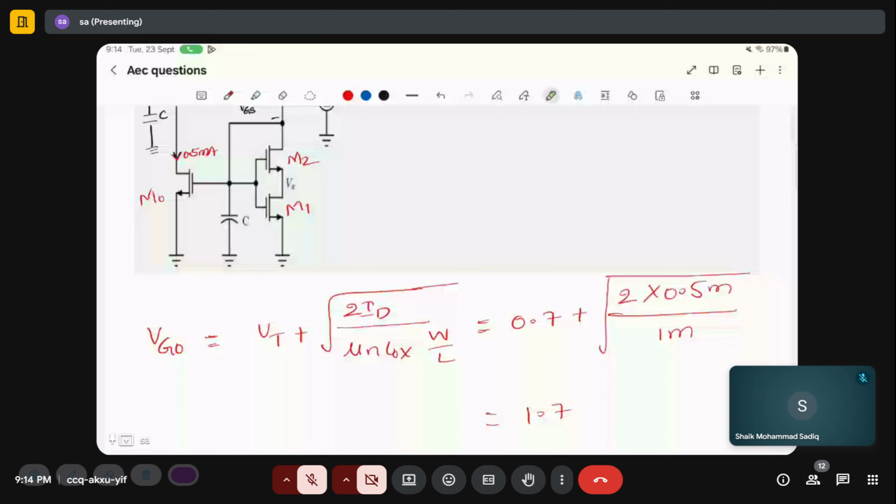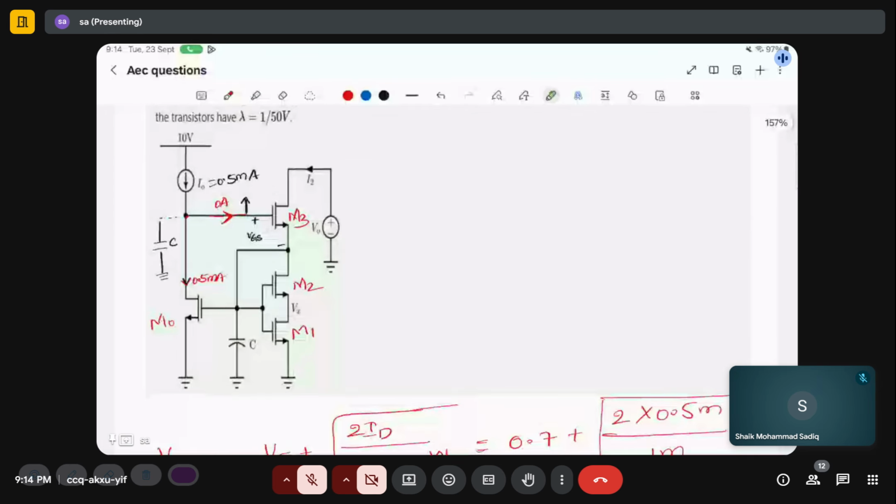Can you repeat it again? See how this circuit is working: you have a current source of 0.5 milliamps, and this is connected to a node. Initially, for the current to flow in this MOSFET, you should have some VGS, which is the cause. If you have that VGS, the same 0.5 milliamps of current can flow in M naught. That is happening by increasing this node potential.